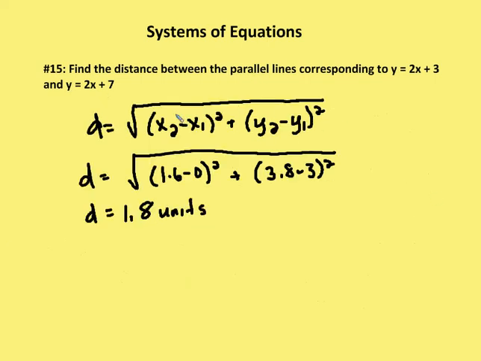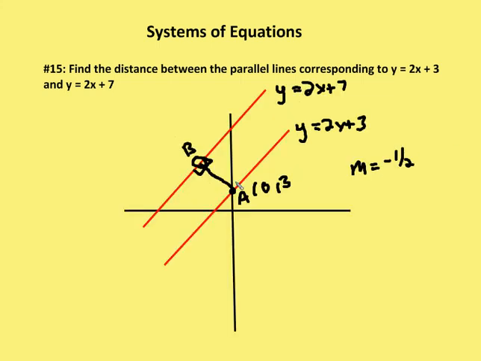So I go back to my distance formula. The distance is equal to the square root of x2 minus x1 squared plus y2 minus y1 squared. And by the way, it doesn't really matter if it's x1 minus x2 or y1 minus y2. You can mix these up, and you'll come out with the same answer. So the distance is equal to the square root of (-1.6 minus 0) squared, where 0 is the x coordinate for the A point, plus (3.8 minus 3) squared. I take the square root of those values and I get 1.8 units. And that's your distance between A and B.